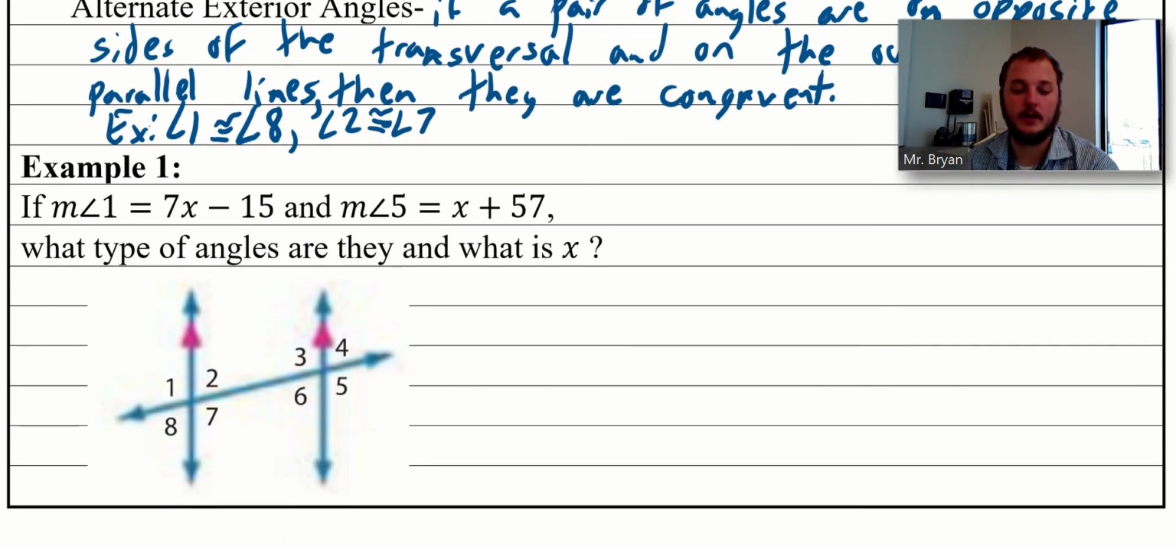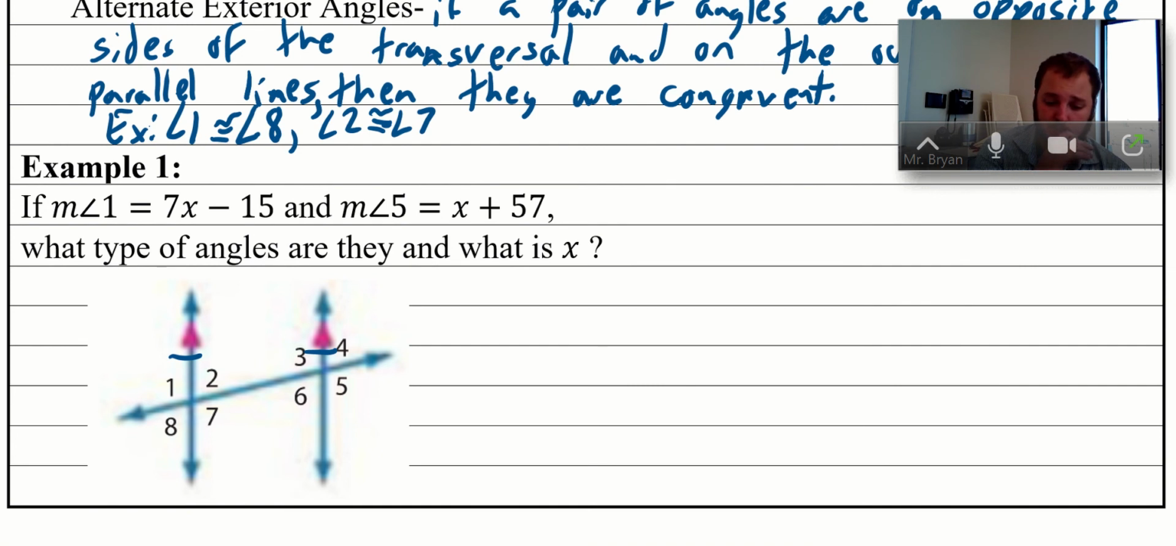I have example 1. I want you to take a sec and I want you to pause your video again. I want you to sketch this diagram because these diagrams are going to look a little bit different. Okay, so hopefully we have this written down with everything labeled. Notice again we have these arrows here to tell me that these lines are parallel. In this case, it's not the same kind of diagram as the one we saw on our review problem. And it's saying if the measure of angle 1 is 7x minus 15, and if the measure of angle 5 is x plus 57, first of all, what type of angles are they? What do we call those? And then what is x, or how would I solve for x?